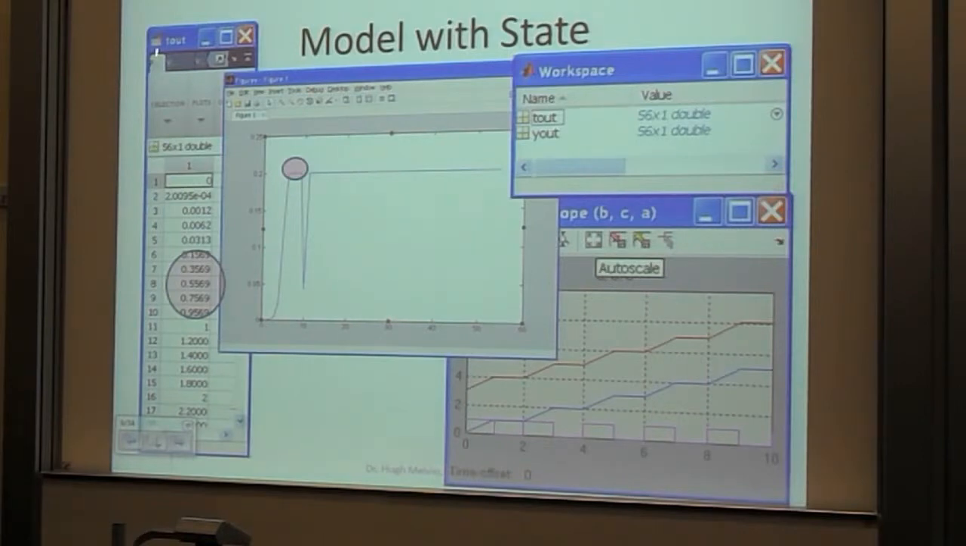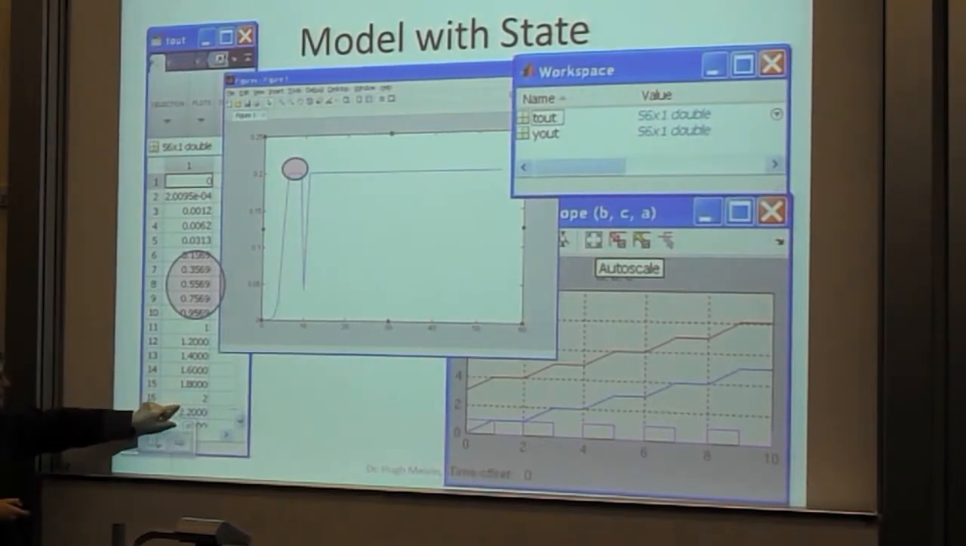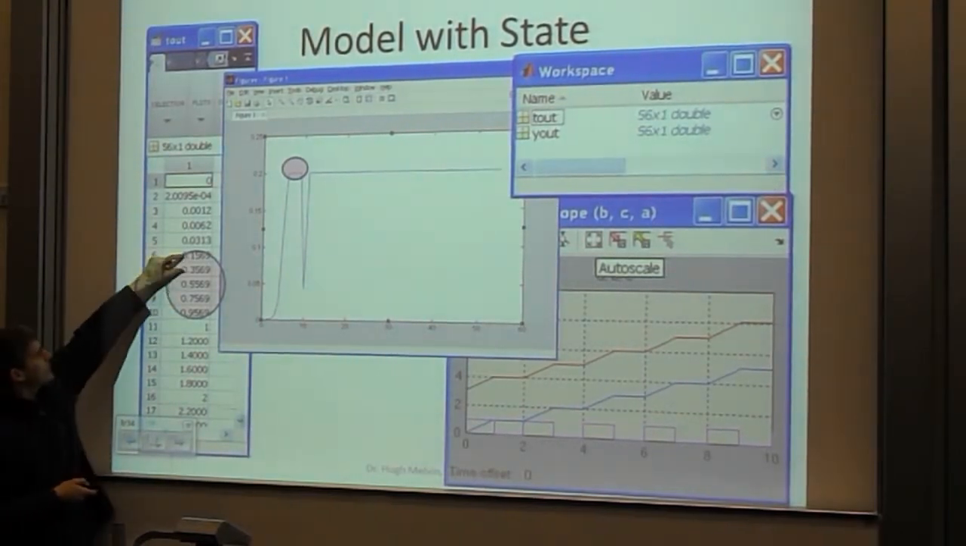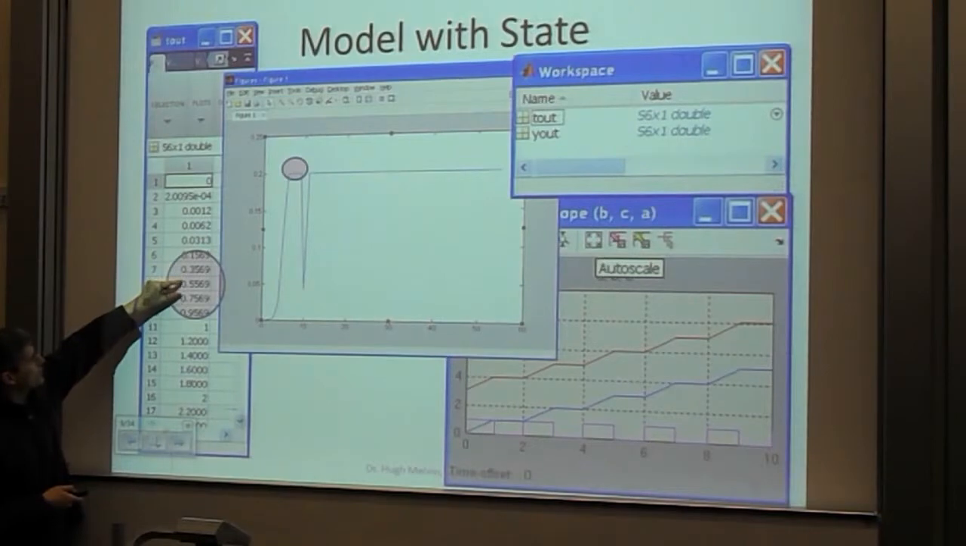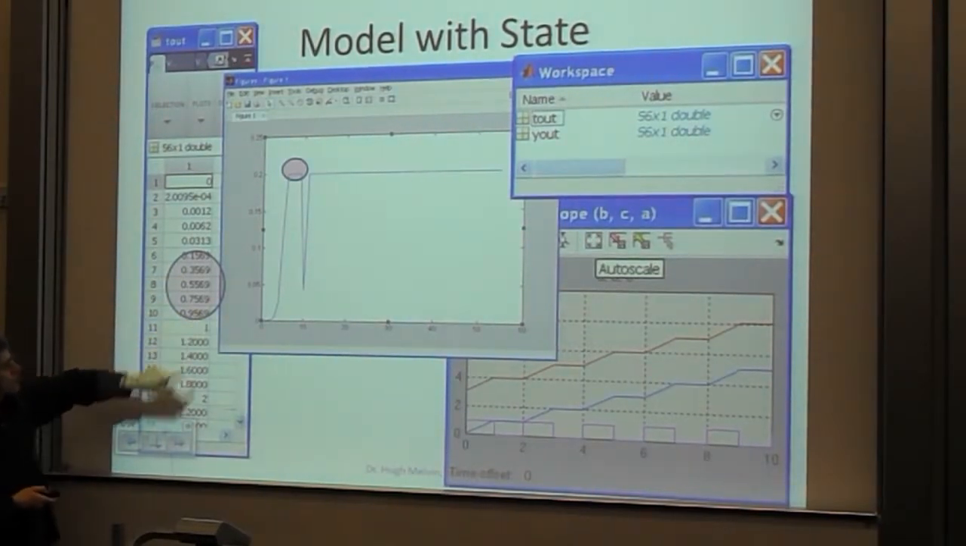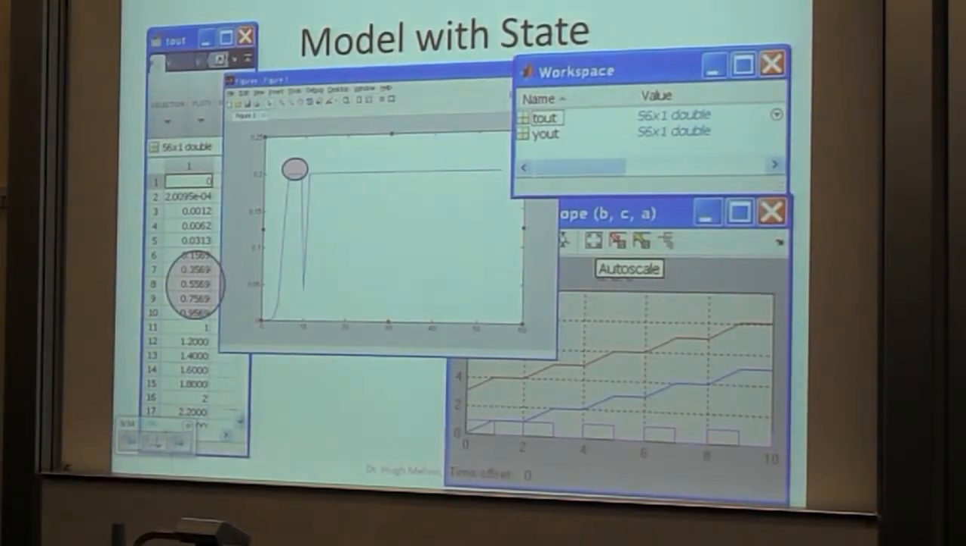And this is the output time. And these are the steps, of course. So as you can see, by default, a lot of the steps are 0.2, 0.2, 0.2. But here we get a change.